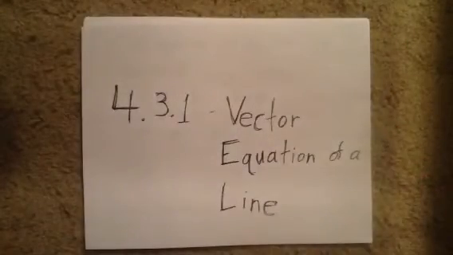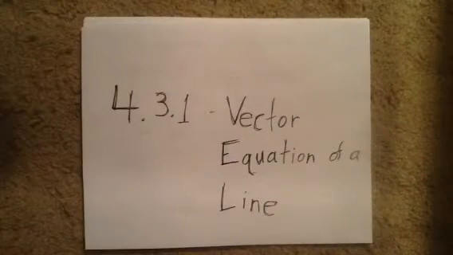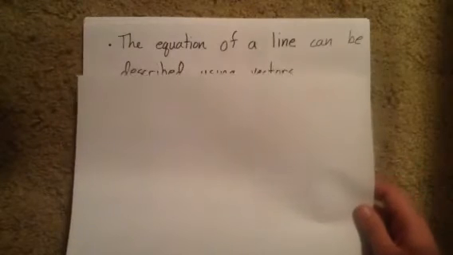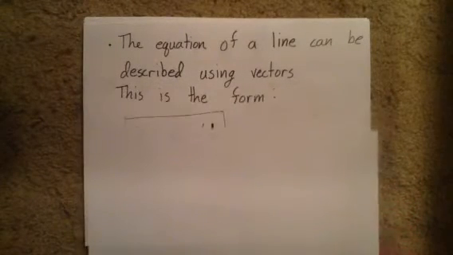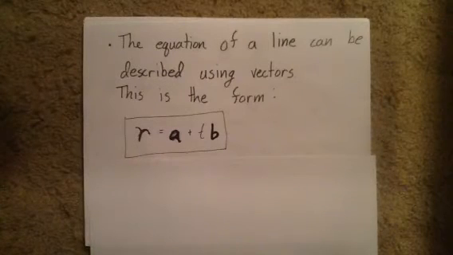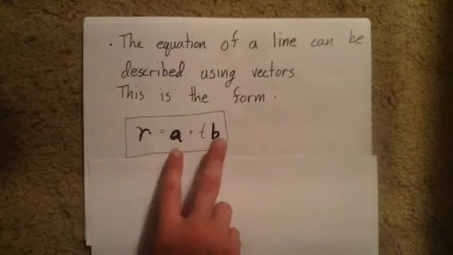So, the first part of this lesson, 4.3.1, the vector equation of a line. The equation of a line can be described using vectors. This is the form: r equals a plus t times b. These two are vectors. So is this.